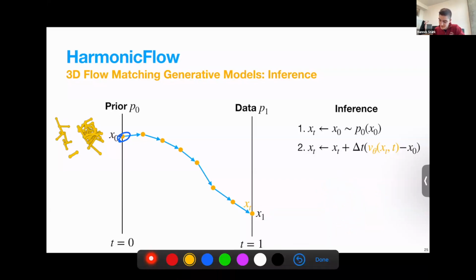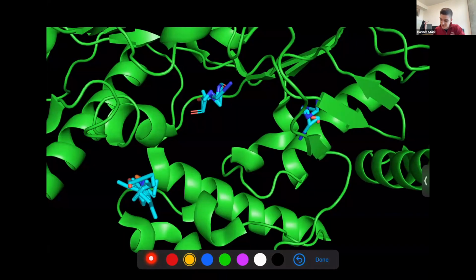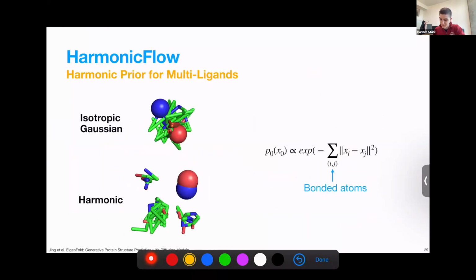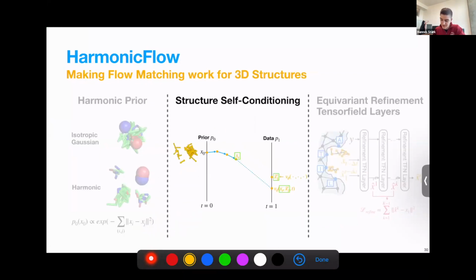I spent a long time on that question, but maybe it was helpful. Okay, and this was our harmonic prior. Yeah, and now we come to our self-conditioning, which is also a very simple trick, but seems to help quite a bit.